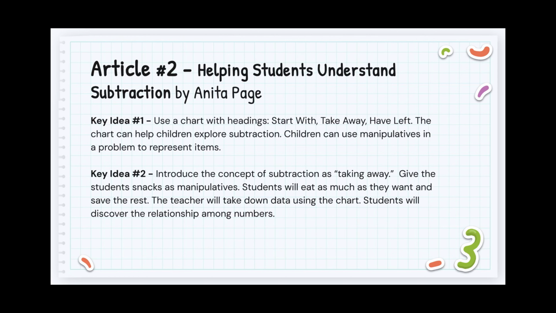And then the next article is Helping Students Understand Subtraction by Anita Page. The key idea is to use a chart with headings that has start with, take away, and have left. The chart can help students explore subtraction. Children can use manipulatives in the problem to represent items. And the key idea number 2 is to introduce the concept of subtraction as takeaway. Give the students snacks as manipulatives. Students will eat as much as they want to and save the rest. The teacher will take down data using the chart, and students will discover the relationship among numbers.